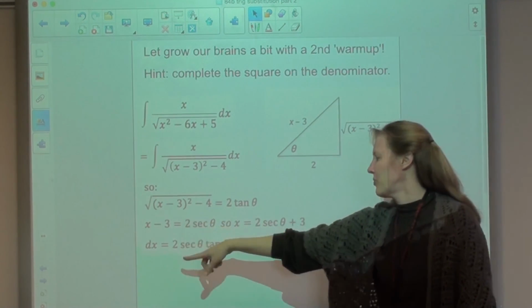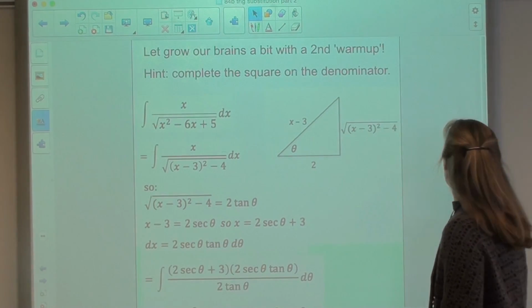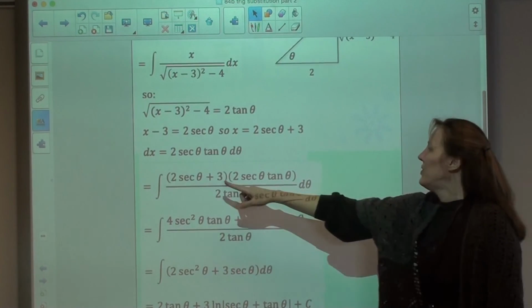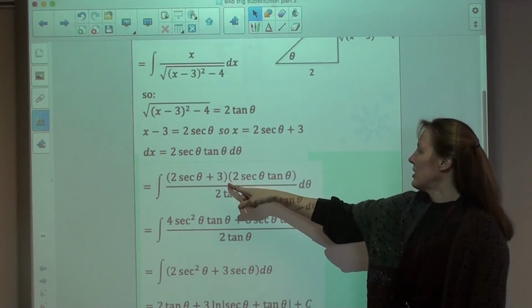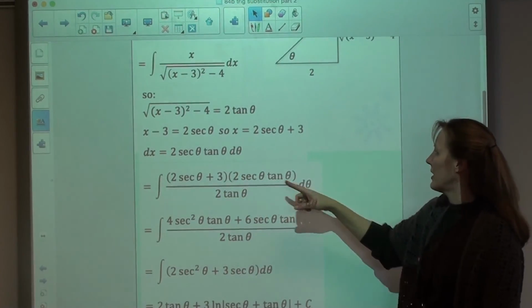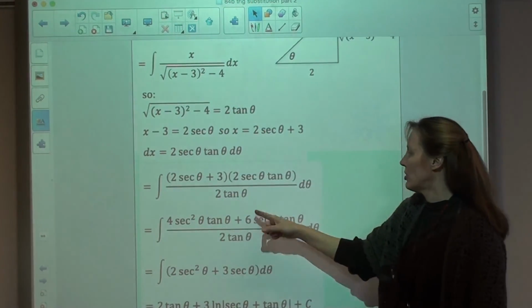And then you still find your dx, right? So you end up with this integral. x is 2 secant theta plus 3. dx is 2 secant theta tangent theta, and then the whole root is equal to 2 tan theta.